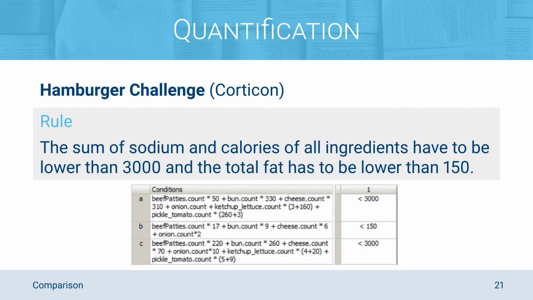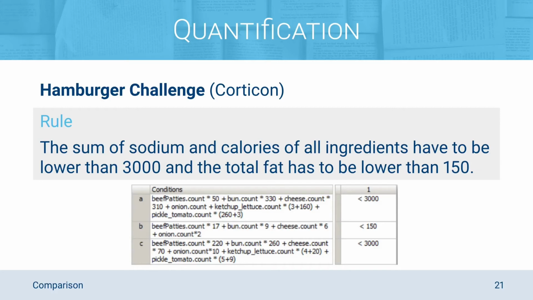Another example, again in Corticon, for the hamburger challenge, which is a challenge in which we need to construct a hamburger, and we have some constraints. For example, a rule says that the sum of sodium and calories of all ingredients have to be lower than 3,000, and the total fat has to be lower than 150. In Corticon, this is implemented as follows. We count every ingredient, we multiply it by its nutritional value, and then we state that it needs to be below a specific value.